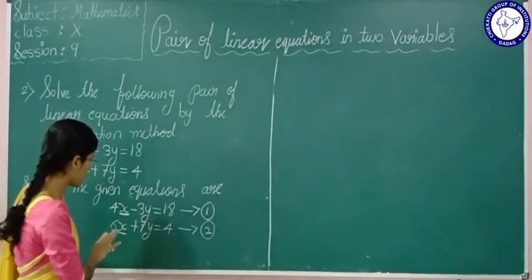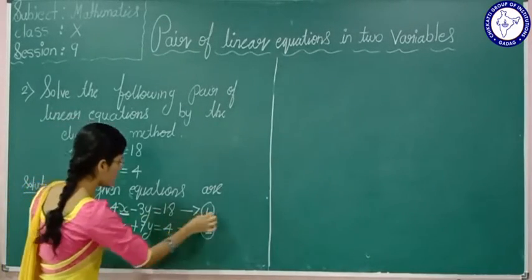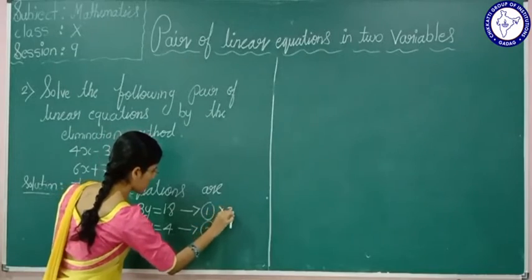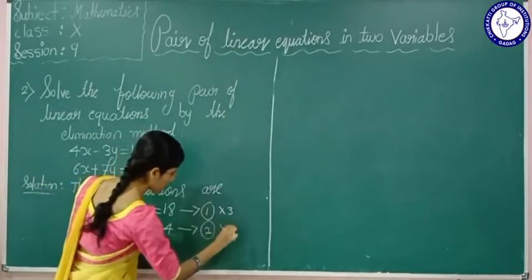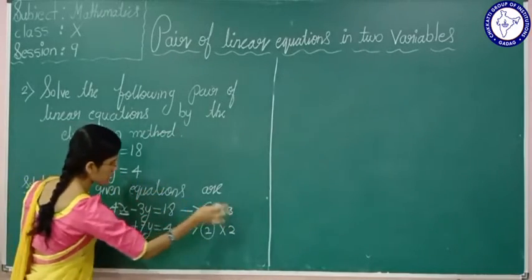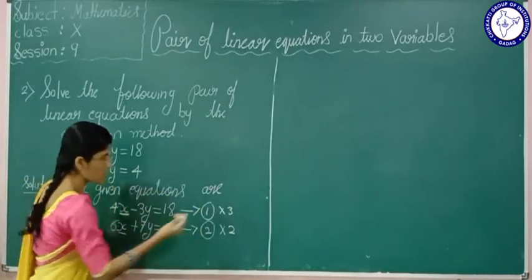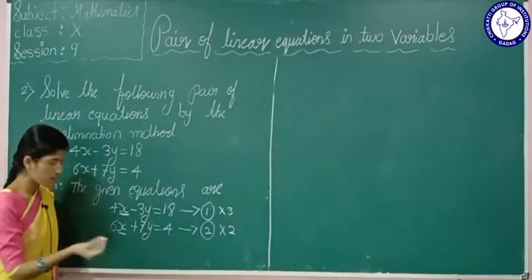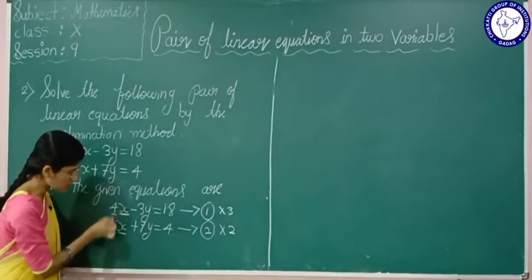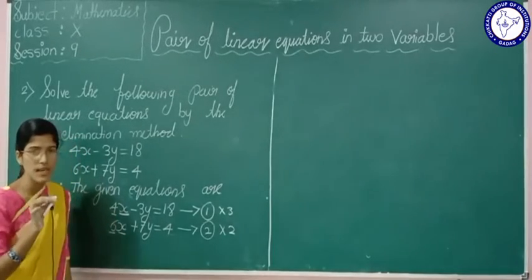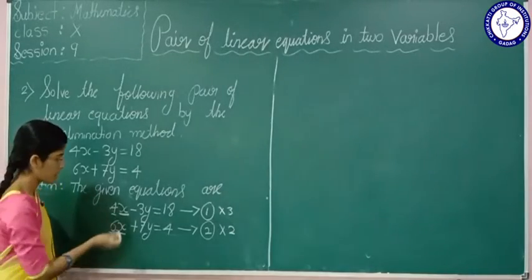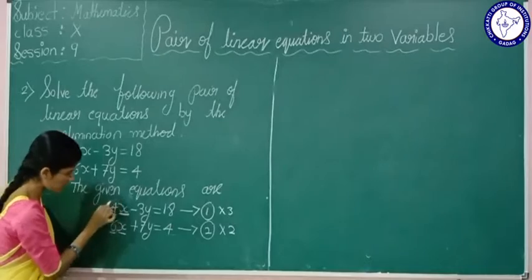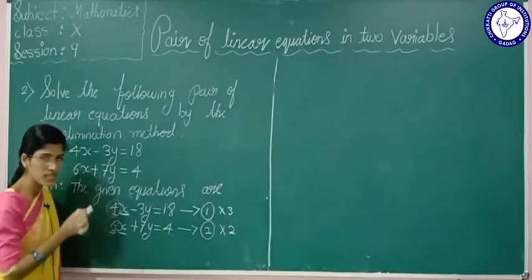Multiplying equation 1 by 3 and multiplying equation 2 by 2. Now see, 4 3s are 12, 6 2s are 12. So whatever you multiply, the coefficients should be the same. Understand my point clearly. If you want to remove x, here the coefficients should be the same.